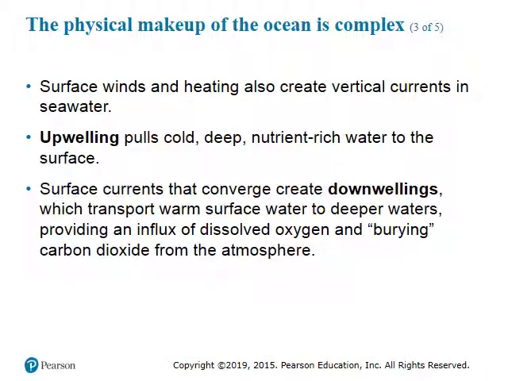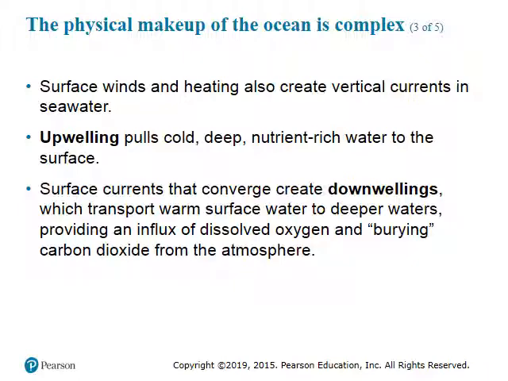Surface winds and heating create vertical currents in seawater. A term you need to know is an upwelling. This is where you pull cold, deep, nutrient-rich water to the surface. Right? So this is water that's coming up from the ocean bottom. The ocean bottom is where a lot of sediments and nutrients will fall and deposit. So this is bringing up that cold water, bringing up those rich nutrients.